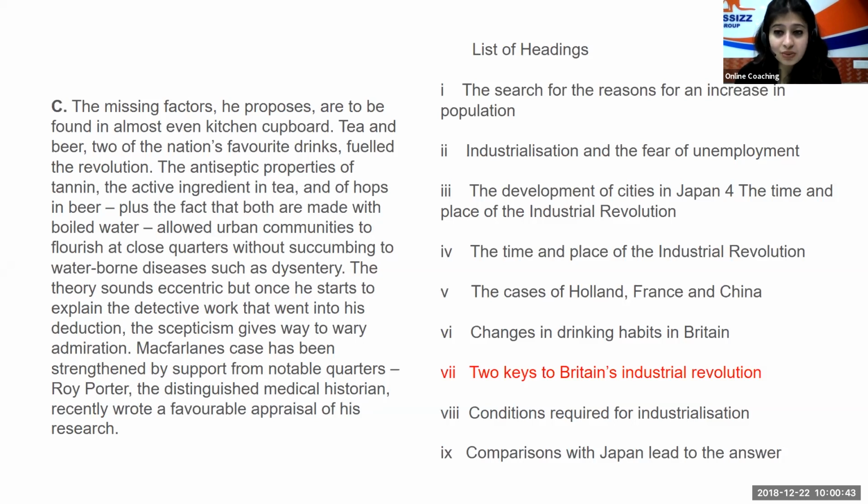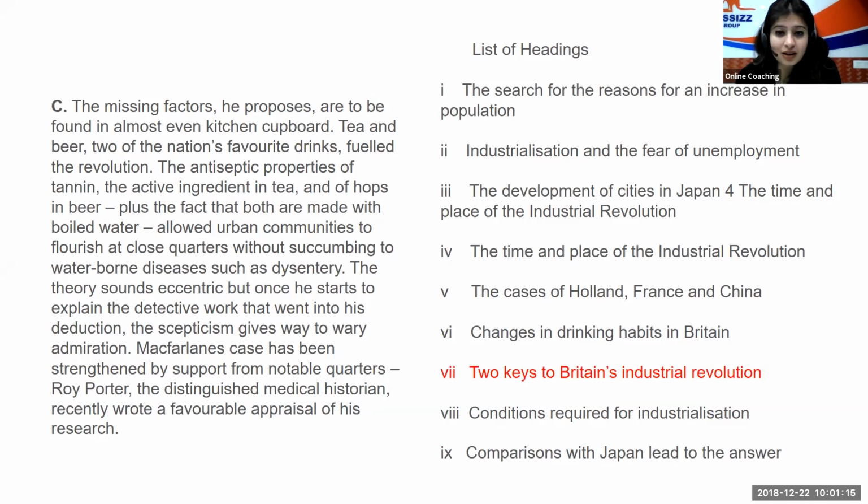Okay, now let's read the headings 1 to 9 and see if anything else works. So I've struck out the 8th one, I've struck out the 4th one. Holland and China are naturally not there, so I'm striking out the 5th one. Okay, the search for reasons for an increase in population. I don't think population is mentioned anywhere, so I'm going to strike this out. Also, I have keywords like industrialization and unemployment. Again, this is not there. Okay, the third is Japan. Again, Japan is not there, so let's strike it out.